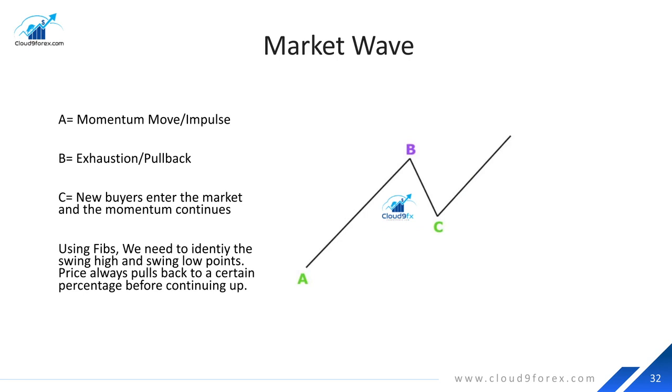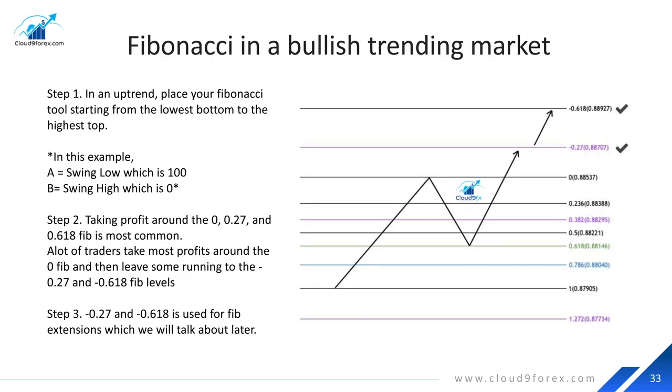So market wave. The momentum move is A to B. B is exhaustion and pullback, which is what we talked about, kind of like our higher highs and higher lows. And C is new buyers enter the market and the momentum continues. So using fibs, we need to identify the swing high and swing low points. Price always pulls back to a certain percentage before continuing up. This is what it kind of looks like in a bullish trending market.